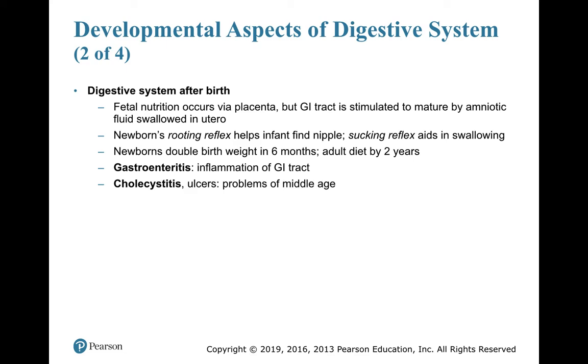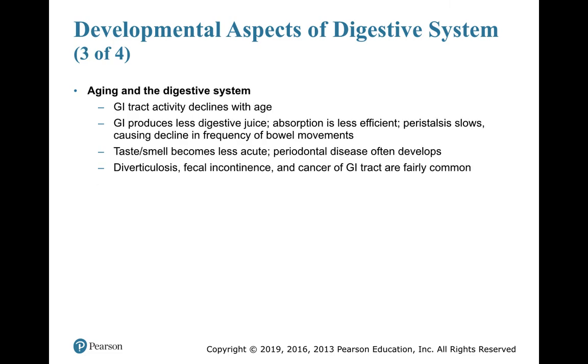Before birth, fetal nutrition occurs through the placenta, but the GI tract is stimulated to mature by amniotic fluid being swallowed. Newborns have a rooting reflex that will help an infant find the nipple, and a suckling reflex that will help in swallowing. Newborns should double their weight in 6 months and then reach their adult diet by 2 years. Gastroenteritis is an inflammation of the GI tract. Cholecystitis and ulcers are problems generally associated with middle age.